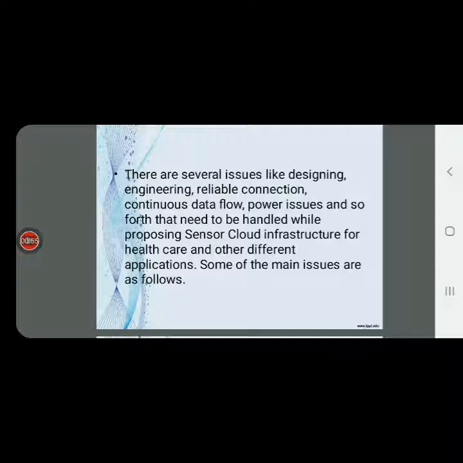We have many issues in the designing and engineering field. Then connections and data flow issues. Then we have power issues also. We see the issues in the following order.